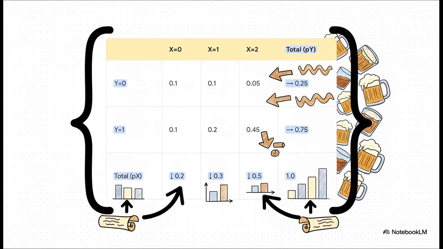Okay, but watch this. This is where it gets cool. If you add up all the numbers in a row, you get the total probability for just the whiskey, completely ignoring the beer. And if you add up a column, you get the total probability for just the beer. They call these marginal distributions. And it's a great name because you're literally writing the totals in the margins of the table.